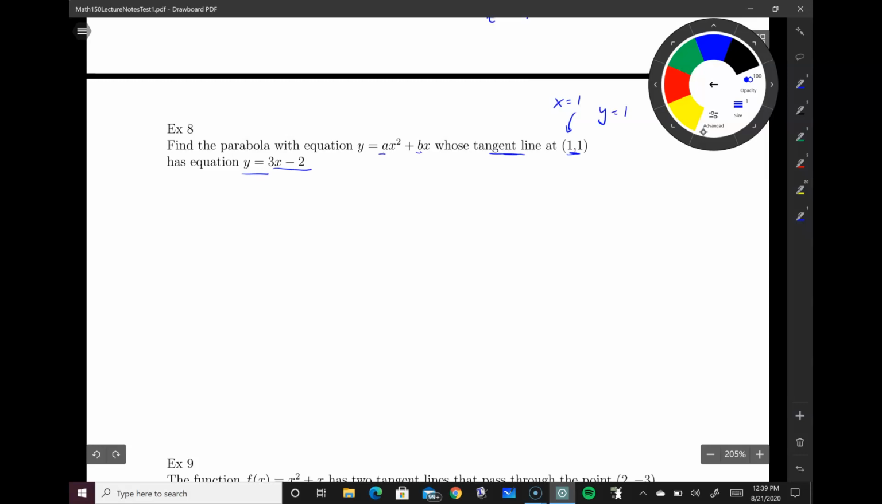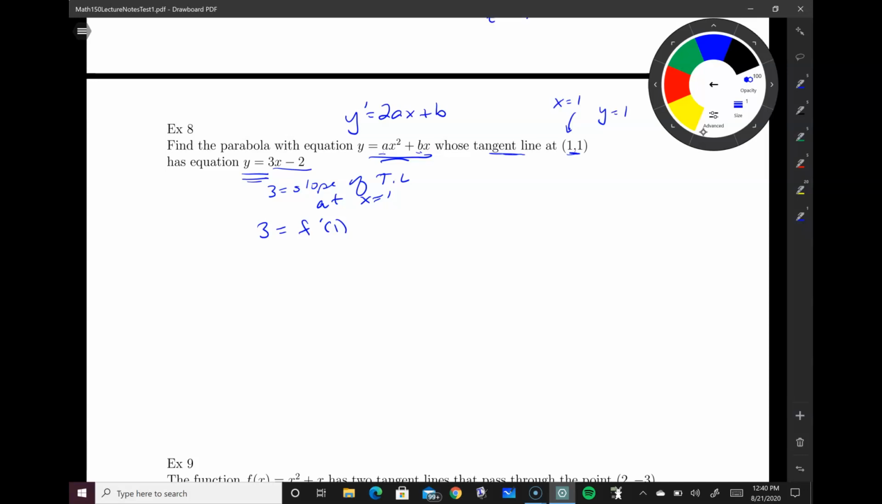And if the tangent line has this equation, think about it, isn't 3 the slope of the tangent line? The slope of the tangent line at x equal 1. So what that means is 3 is equal to f prime of 1. 3 is the slope is equal to the derivative at x equal 1. So let's go find the derivative. Finding the derivative, I'll get 2ax plus b. Remember, a and b are just numbers, are constants.